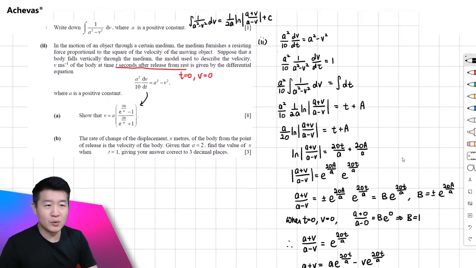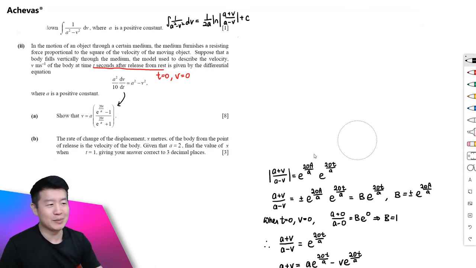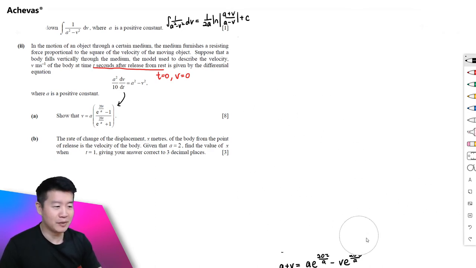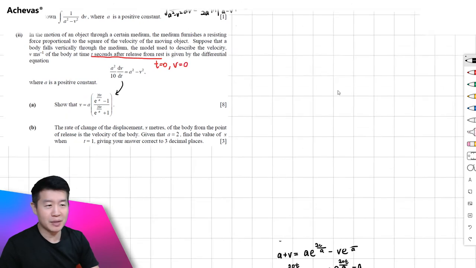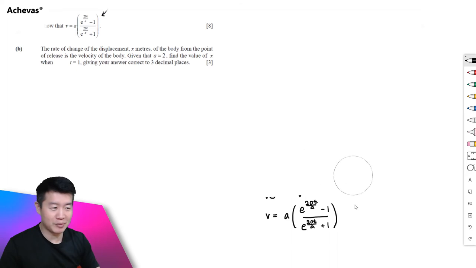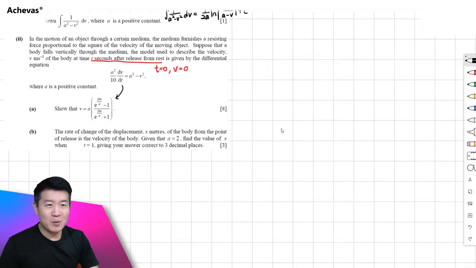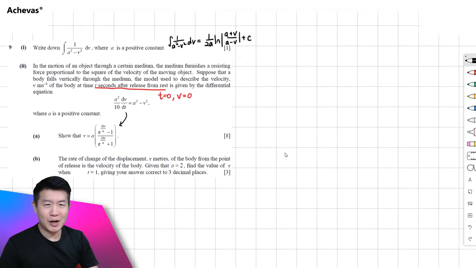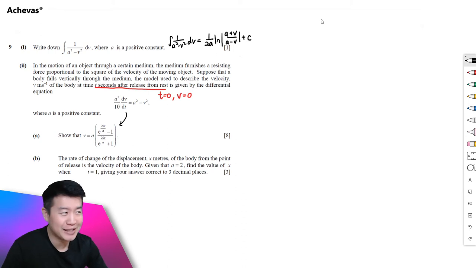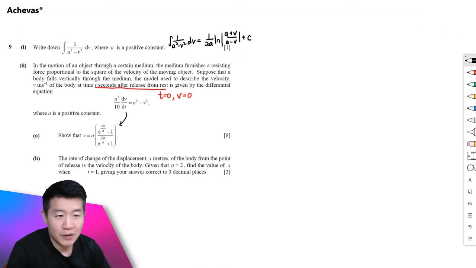Okay, let me continue. So we have V to be equal to this. When I look at part B, I find that it is a little bit strange. When I was looking at RI's solution to part B and the teacher's comment to part B, it really makes me wonder how this question was originally intended to be. Okay, let's take a look at this question first. This question says that the rate of change of the displacement is going to be the velocity.